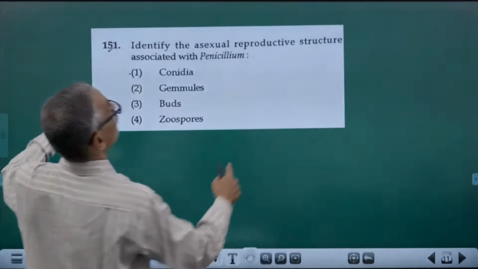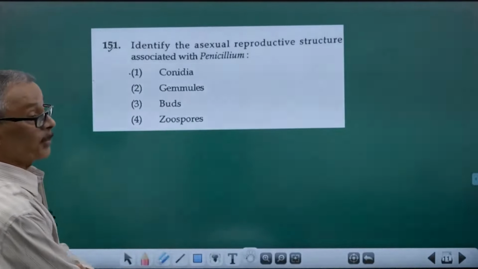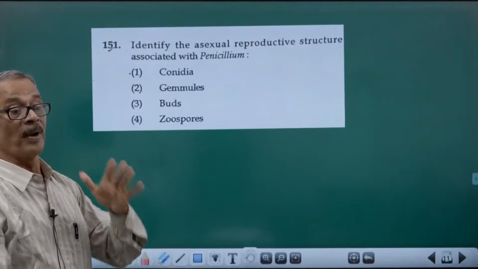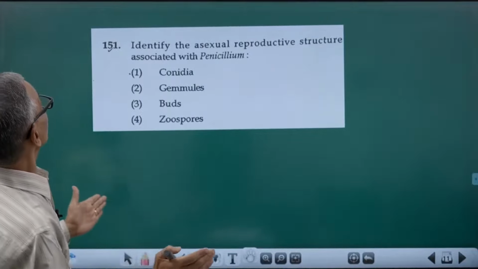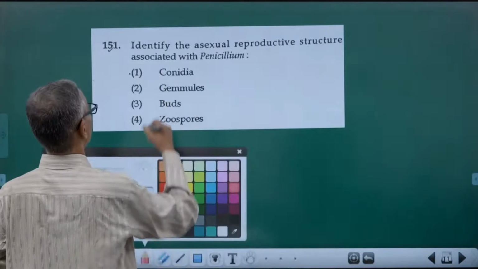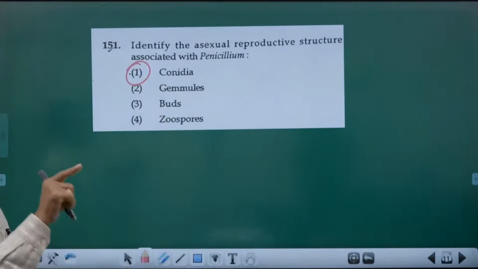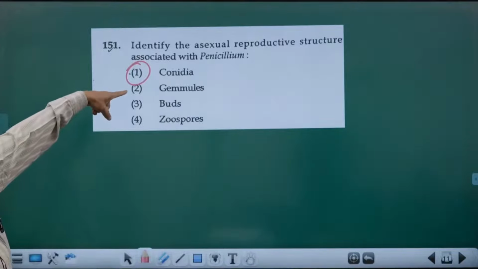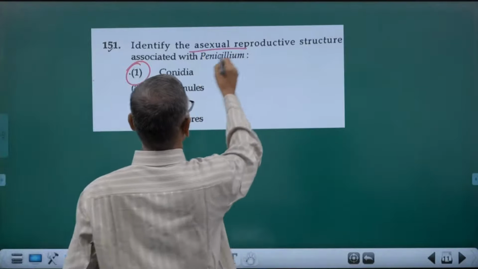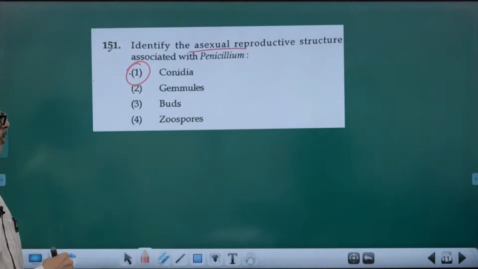The asexual reproductive structure associated with Penicillium. Penicillium belongs to ascomycetes. Ascomycetes reproduce by conidia formation exogenously. That is characteristic of ascomycetes. They reproduce asexually by conidia spore formation.